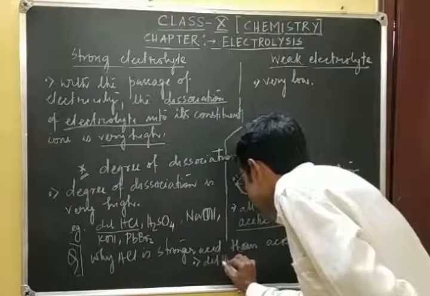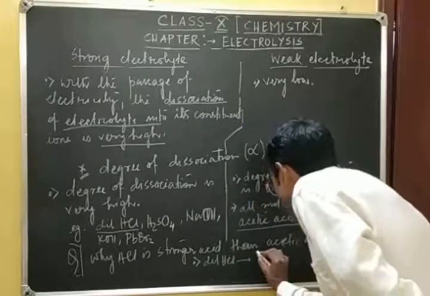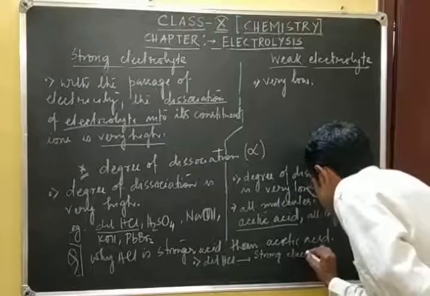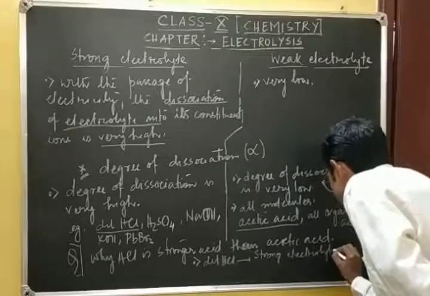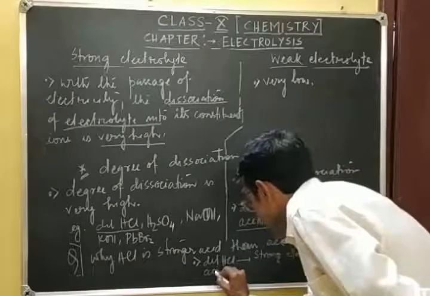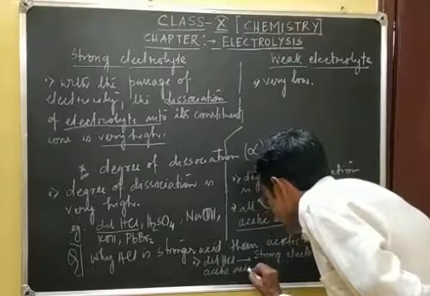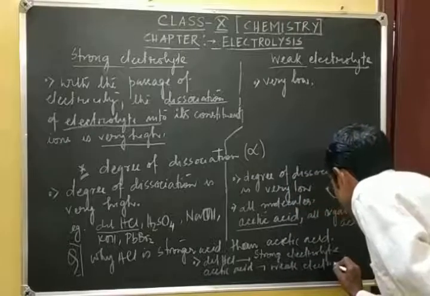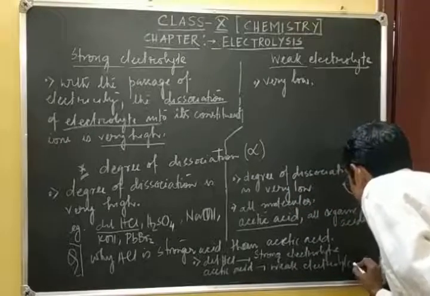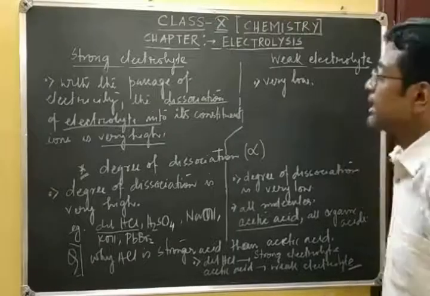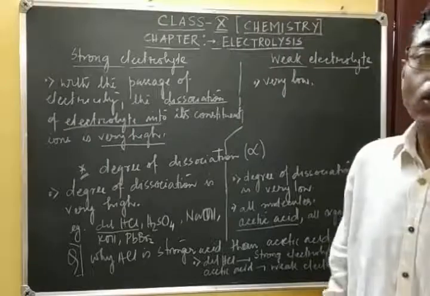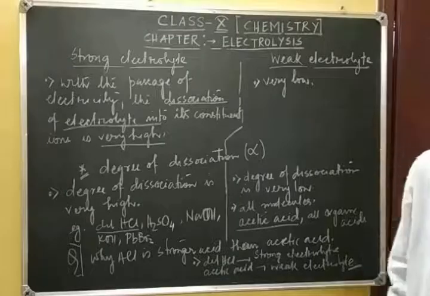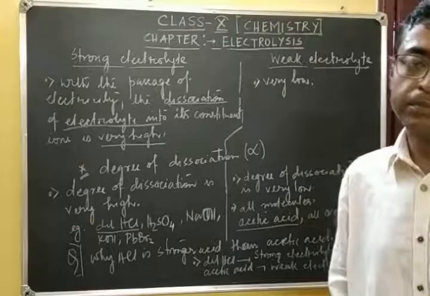Dilute HCl, this is the answer, is a strong electrolyte, and acetic acid is a weak electrolyte. Remember this. In class 11, 12 and higher classes you will be doing a lot of numericals related to this. So strong electrolyte and weak electrolyte is very, very important in view of your ICSE exam.